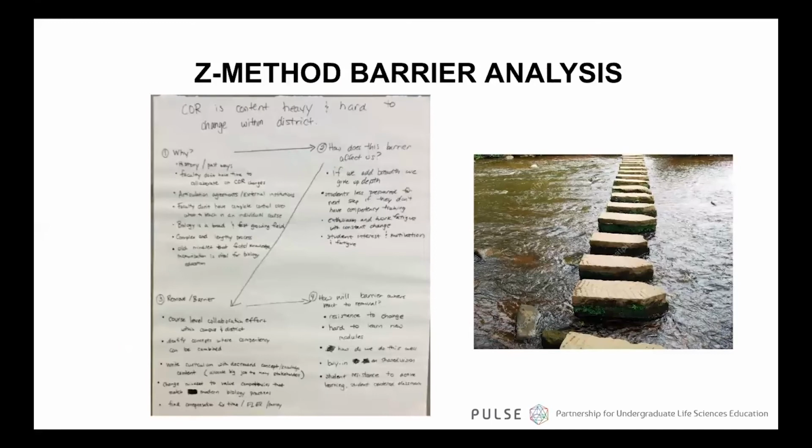This is an example of a Z method from a workshop. So it was done on poster paper. It's done in the form of a Z. Facilitators, in this case, Pulse ambassadors, check in with small groups to answer questions, offer encouragement, and to help ensure that each group will have something ready to share with a larger group.